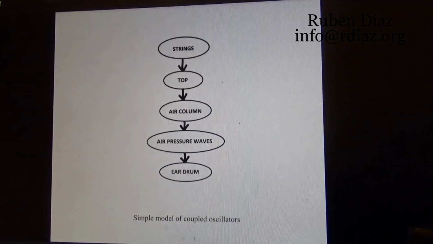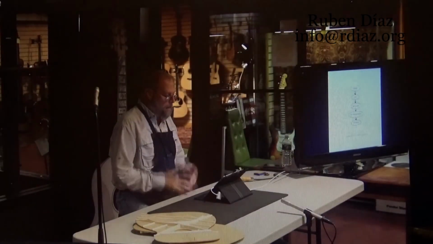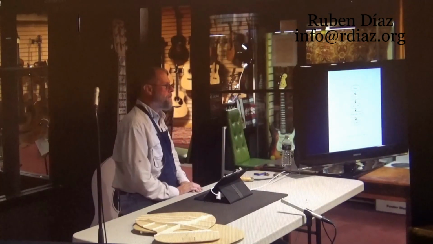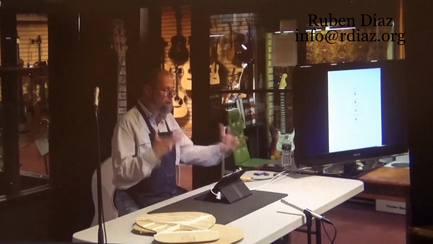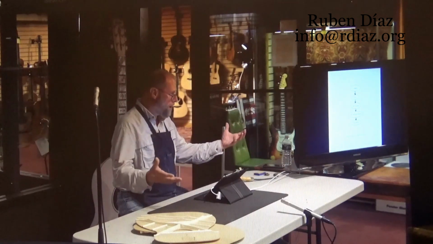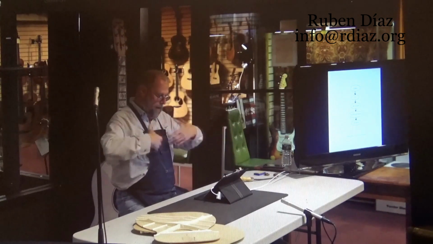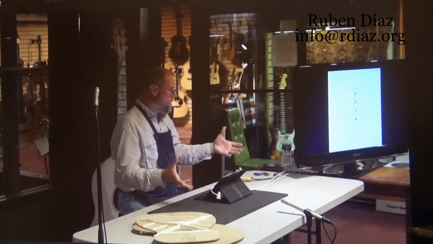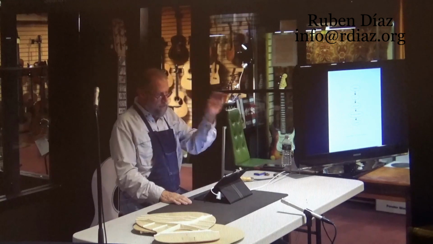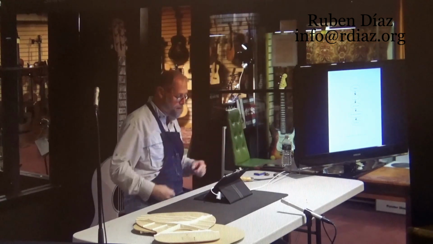So start out with a model, sort of a mechanical model of what's going on in a guitar. A guitar is a series of coupled oscillators, coupled vibrating things. Basically, you start out with strings vibrating. The strings will excite the top. The top vibrates, and it excites a column of air inside the guitar, which sets up sound pressure waves which strike your ear. So that's how you hear music.